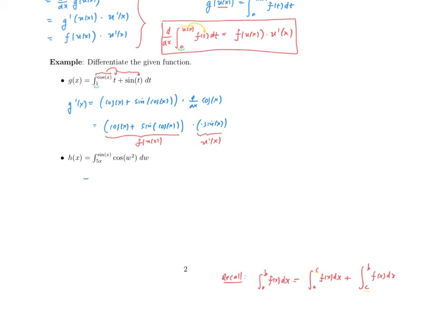So we will rewrite h of x as the integral from 5x to your favorite constant. Here I'm going to choose 0 just for convenience. Cosine of w squared plus the integral from 0 to sine x of cosine w squared. And note, once again, there's nothing special about using 0. You could choose whatever number you prefer in this case.